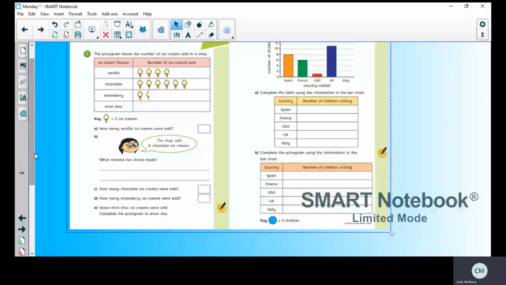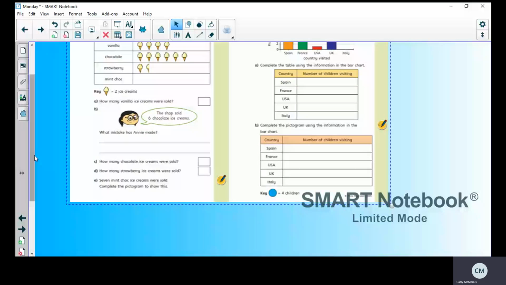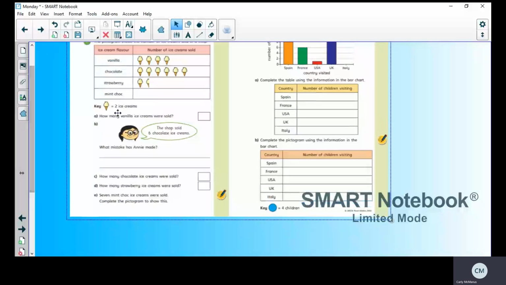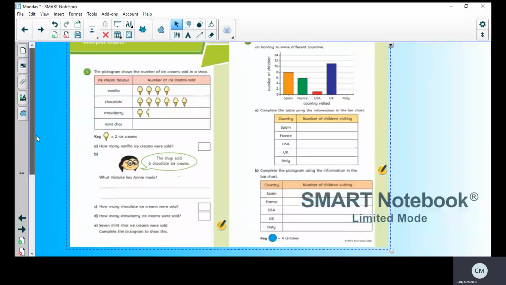How many strawberry ice creams were sold? Well, look at the strawberry section. And it says 7 mint chocolate ice creams were sold. Complete the diagram to show this. Now with this, because you can't draw on the sheet, I would just expect you to draw mint chocolate and then draw some pictures to show that 7 mint chocolate ice creams were sold. Now remember, 1 ice cream represents 2. So if you want to represent the number 1, you'd have to do half an ice cream. So just draw that for the mint chocolate one.